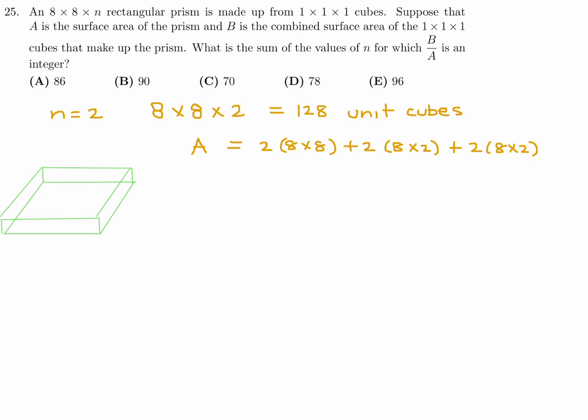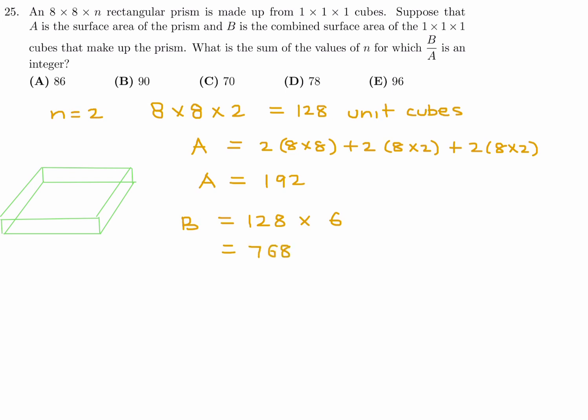So I just drew what it could look like, that prism. Okay, so let's figure this out now. This would be, in terms of numbers, 192. Now let's figure out B, which they are calling the combined surface area of the unit cubes. Well, there's 128 of them, and each of them would have a surface area of 6, since it's just basically a unit cube with each side being 1 by 1. So there you go. So that would mean 128 times 6 is 768.